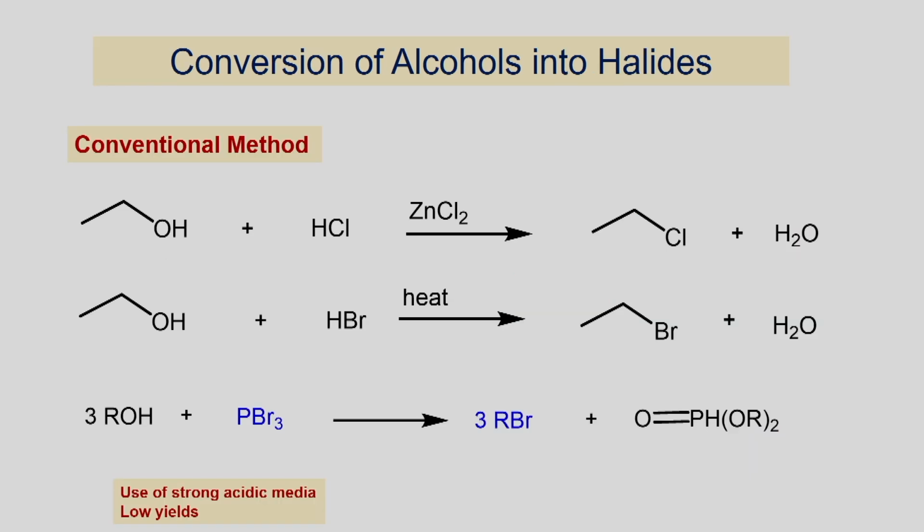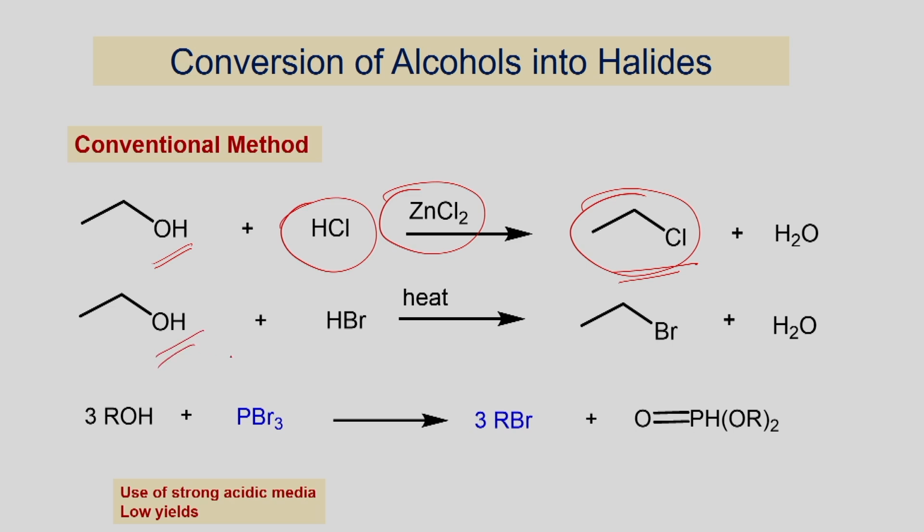Now, let us look at some more examples here. Normally, as you know, if you have the alcohol and want to make an alkyl halide, for example, you have ethanol and want to make chloroethane, traditionally what we do is react it with hydrochloric acid in the presence of zinc chloride, and you will be able to get chloroethane.